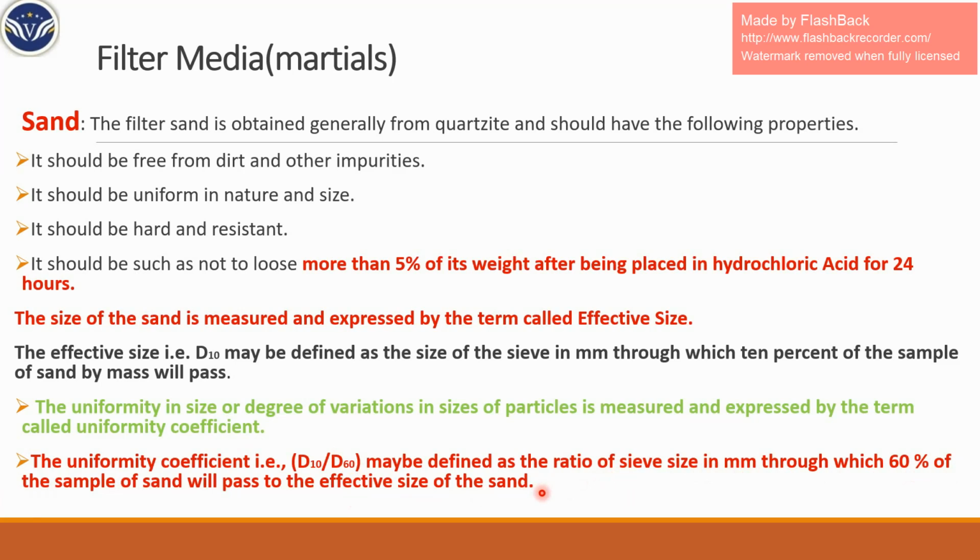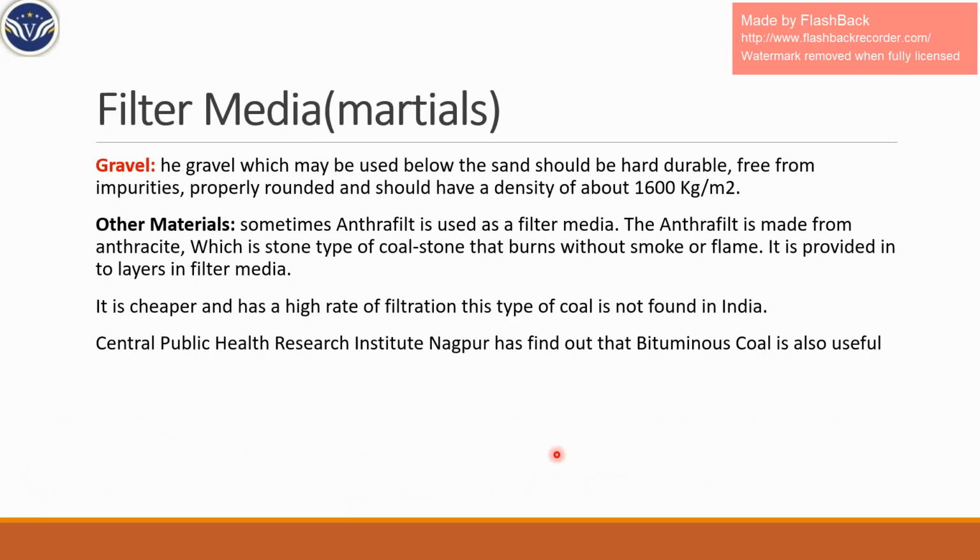Next one, filter medium. Here, the gravel part. Gravel should be hard and durable. It should be free from dirt and impurities, properly laundered, and the density should be around 1600 kg per meter cube.